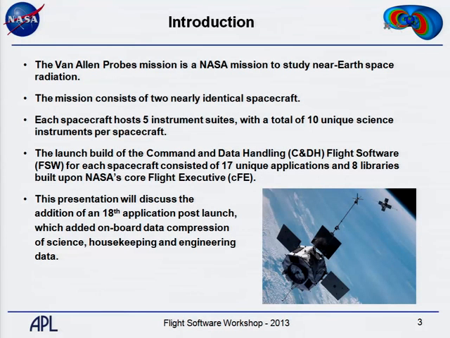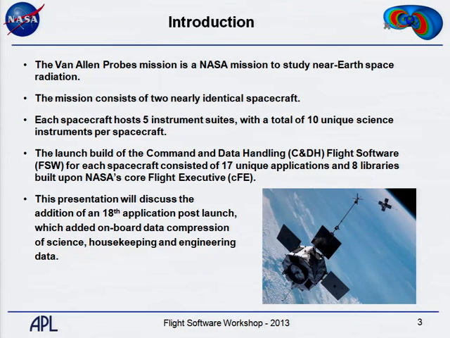So, an introduction. The Van Allen Probes is a NASA mission out of NASA Goddard to study the near-Earth space radiation. We consist of two spacecraft. They're identical in every way except for the separation system because of the way they were stacked at launch. So they're pretty much identical spacecraft. They each host 5 instrument suites, and that's a total of 10 instruments per spacecraft. So we have 20 instruments spread across the two.